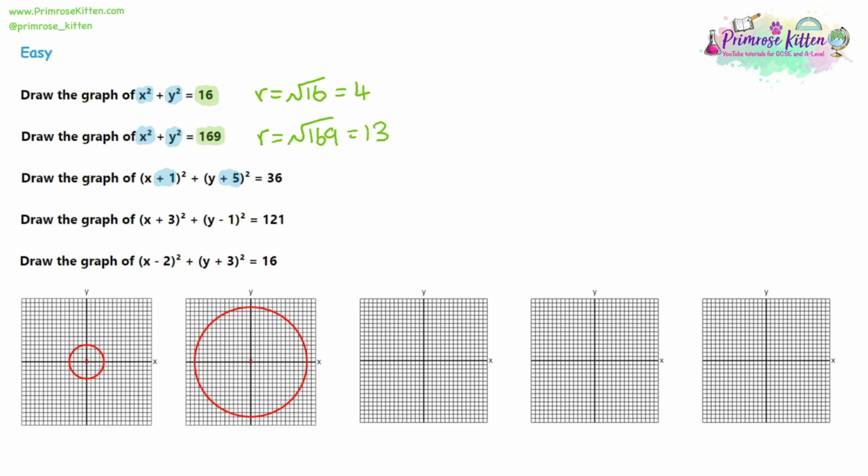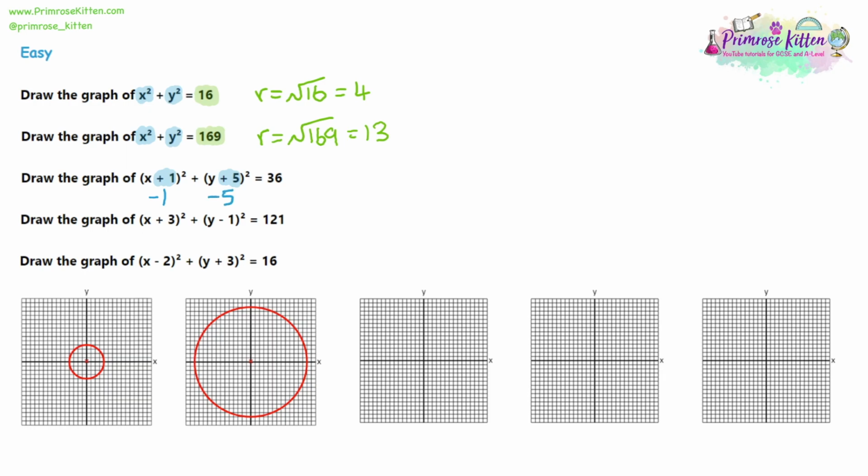These are adjusting x and y. So x is having 1 added to it. That means the coordinate of x would actually be at -1. So it's the opposite of the number that's adjusting x. For y, the centre's not at 5 on the y-axis, it's at -5.